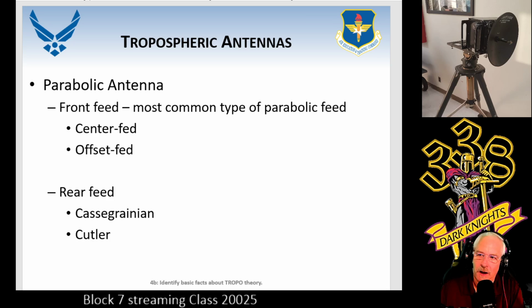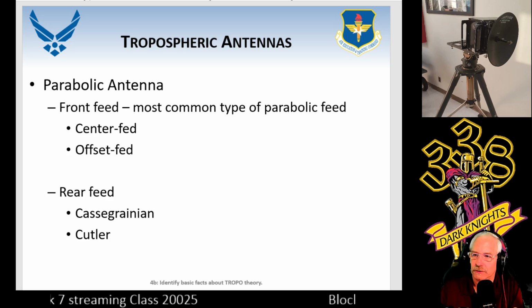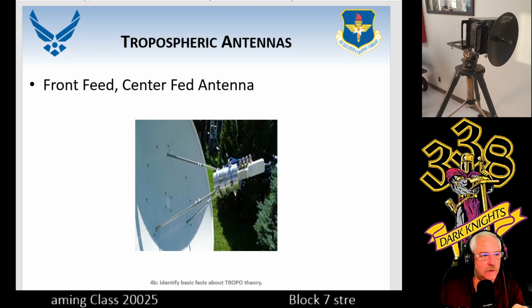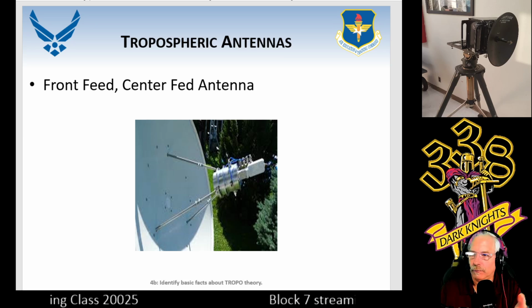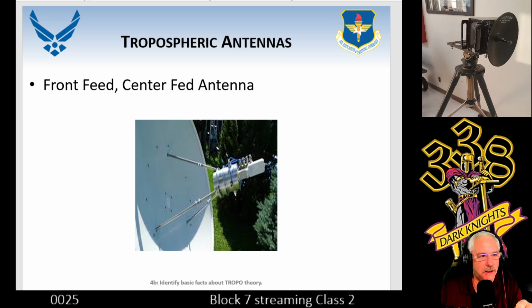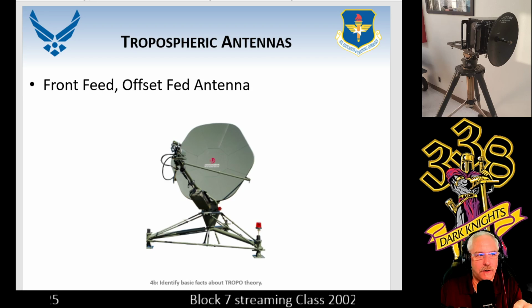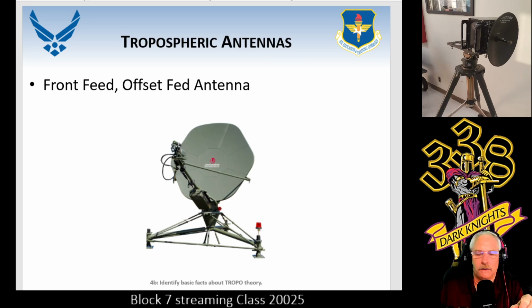And the idea behind this is you've got 2 different types. You got a center feed and an offset, and then you got a rear feed, which is 2 different types of what's called Cassegrainian. Let's take a look at each one of these. The front feed, you've probably seen this when you come into Jones Hall, those satellite dishes out there. That's a front feed antenna. We have the front feed offset. Now that one I think is the closest to the gated area. I'm trying to think if it's a TSC 61.